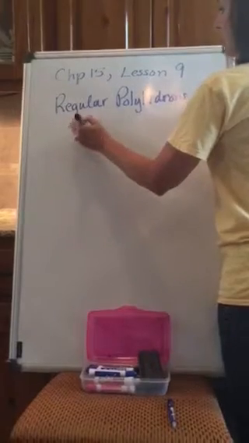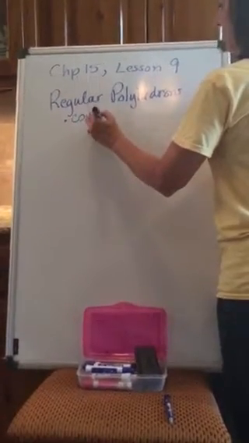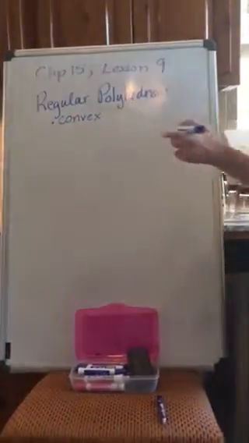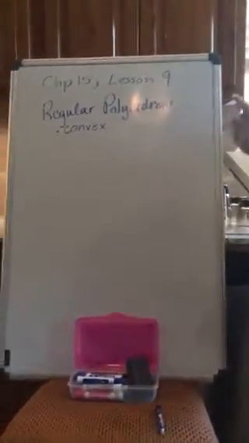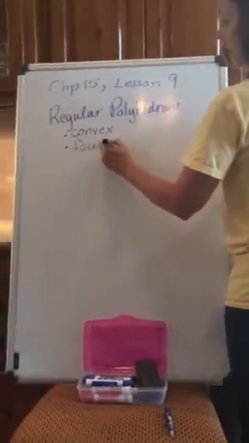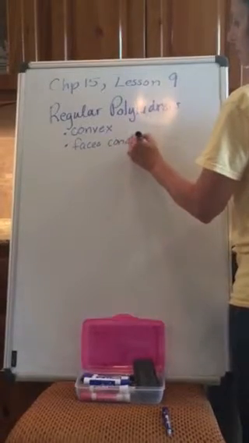It has to be convex as opposed to concave. Remember, it has to be convex. It's a convex solid having faces that are congruent. So all of the faces have to be congruent.